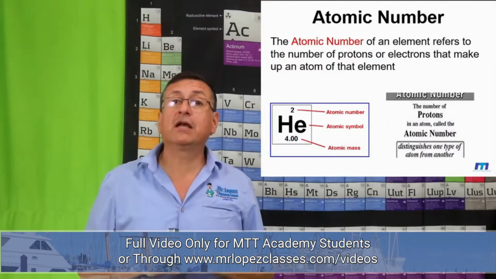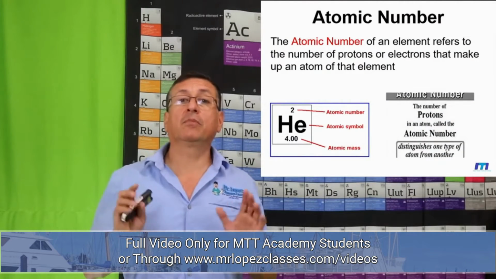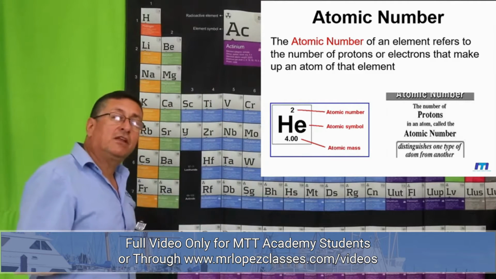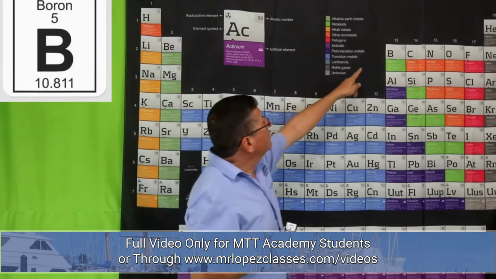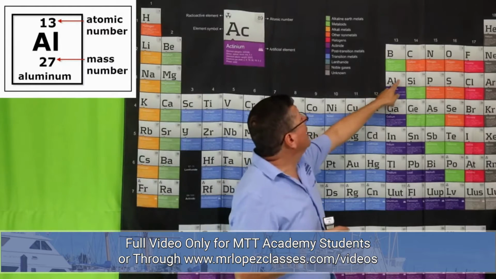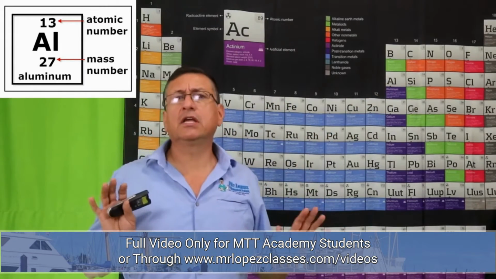The atomic number refers to that number, the number of electrons. What is the meaning of that? For example, barium has 5 electrons in total, or 5 protons in total. What about aluminum? Aluminum has 13 electrons in total, or 13 protons in total.